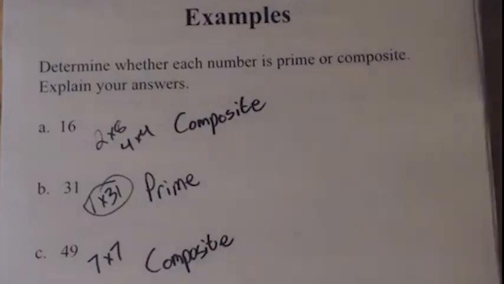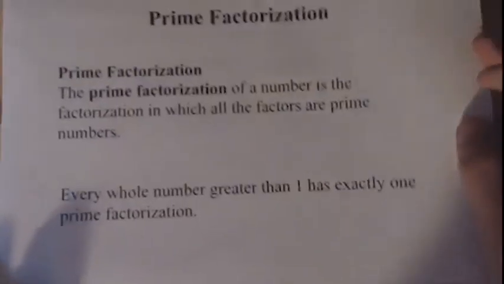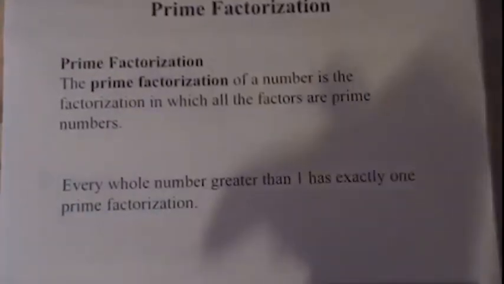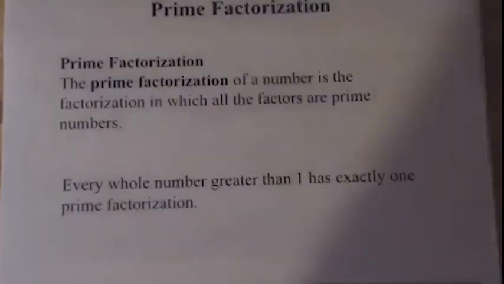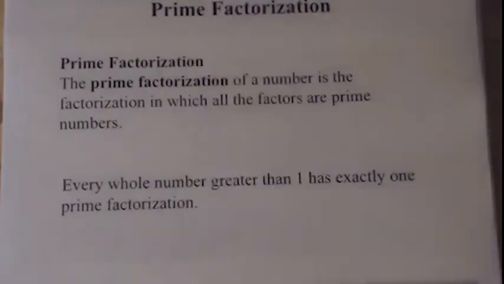The prime factorization of a number is the factorization in which all of the factors are prime numbers. So this might be more than just 2 numbers multiplied together. It could be a real long list. In fact, a lot of numbers are long lists because every whole number greater than 1 has exactly 1 prime factorization.